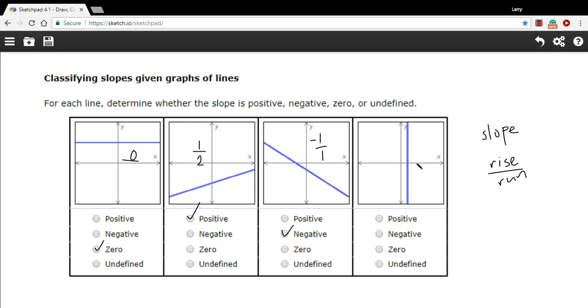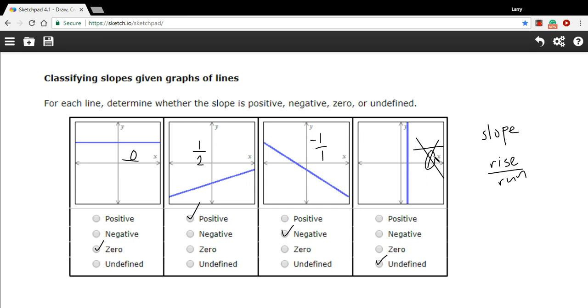Here, we've got the other situation going on. The rise is maybe infinity, but the run never changes. It never moves over. So the bottom of your fraction is going to be 0, and we can't have that. We can't divide by 0. That just doesn't work. So this slope for a vertical line is called undefined because we can't calculate that fraction.